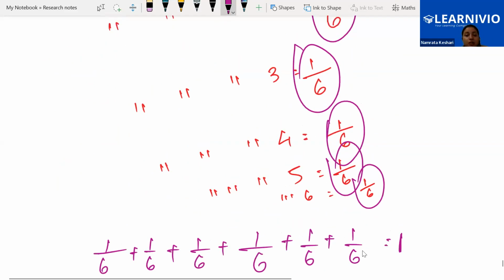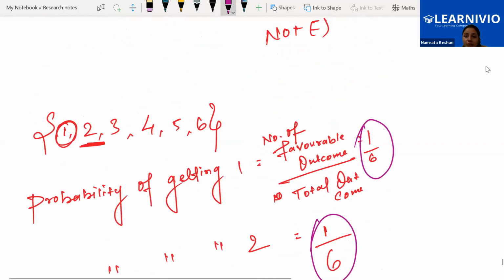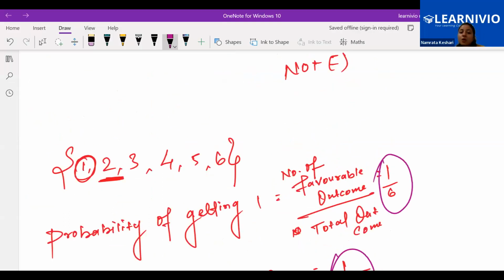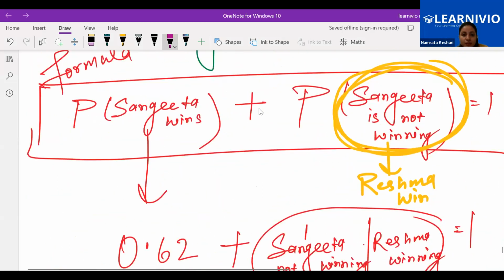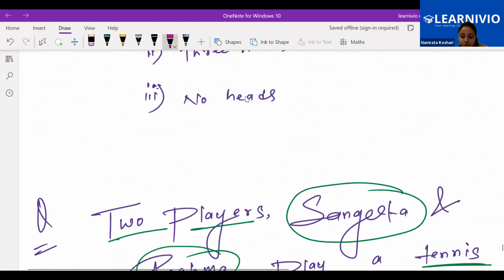And when the favorable outcome is 1, okay, that's called elementary outcome. Whenever we get the favorable outcome as 1, that's called elementary outcome. Okay, let me show you in one of the cases we have just solved. Just a second.